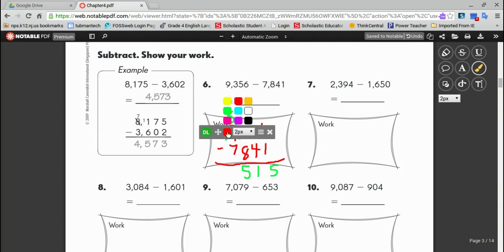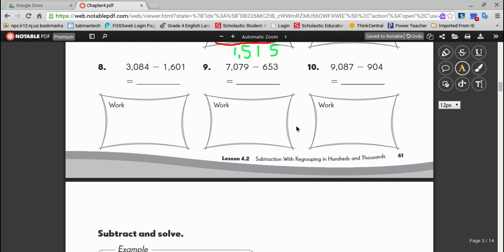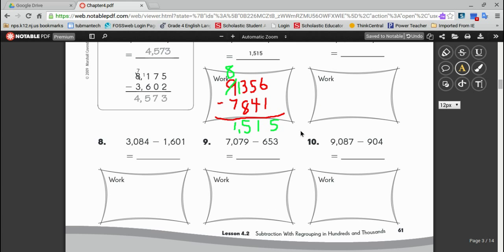And then 8 minus 7, again, this is my thousands. 8,000 minus 7,000, that gives me just 1,000. So my final answer is 1,515. I'm going to write that number right over here. 1,515. Okay, and I think you can do the rest by yourself. Okay, good luck.